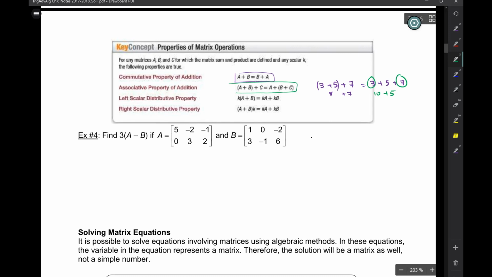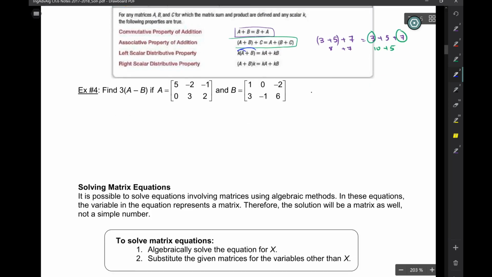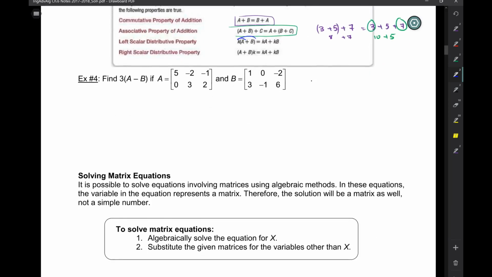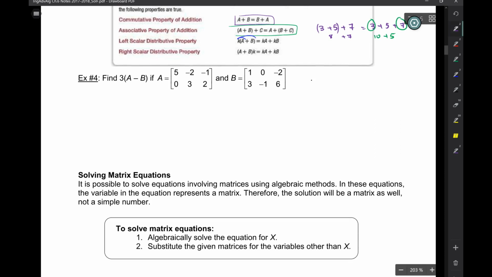It's the same with multiplying a scalar, right? You can distribute the scalar or add and then multiply. It's the same. So let's do an example. I have to do 3 times A minus B. So let me show you how to write this first.